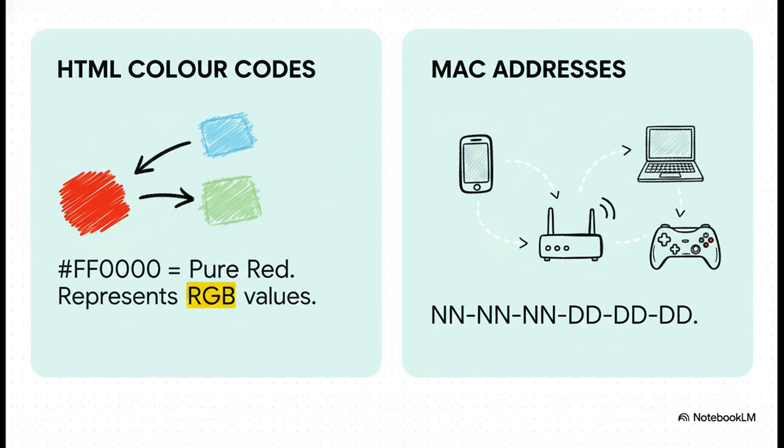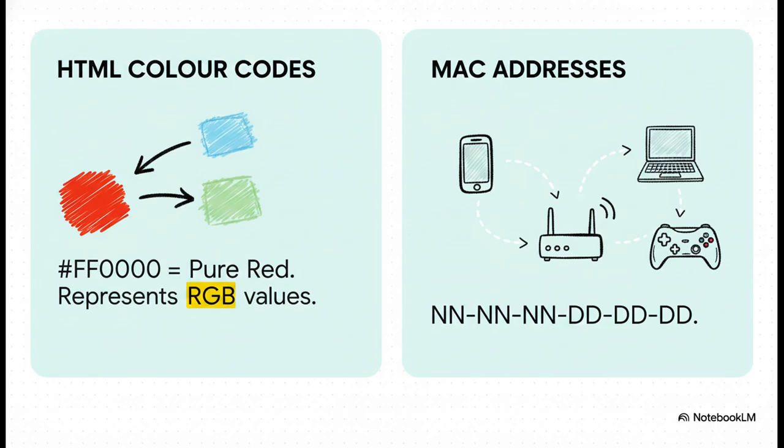Let's zoom in on 2 of those. You've probably seen a code like FFF000 on a website before, right? That's a hex color code. It's in 3 parts. The first pair, FF, is how much red is in the color. The second pair, 00, is for green, and the third, 00, is for blue. Since FF is the highest possible value, this code is telling the computer, give me maximum red, 0 green, and 0 blue.